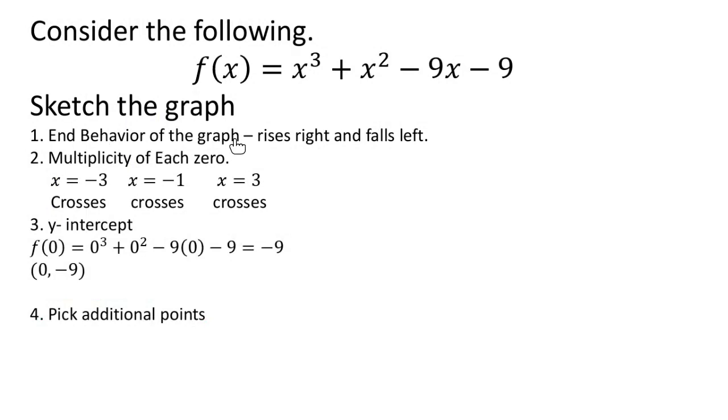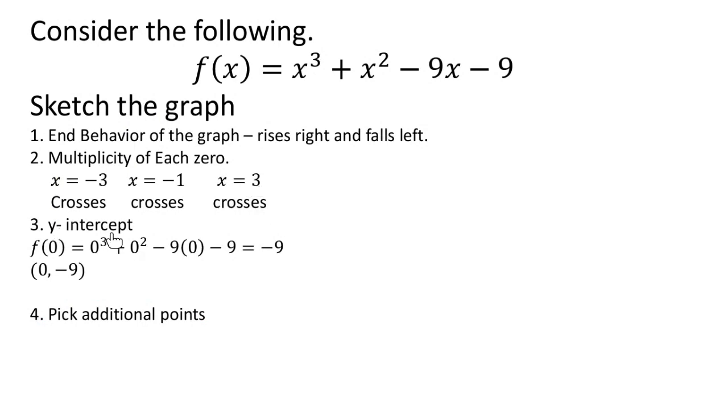So the end behavior is rises right, falls left. The multiplicity of our zeros are -3. Since it only appears one time, then we'll say it's going to cross. -1, since it only appears one time, it's going to cross. And x equals 3 appears one time, so it's going to cross.